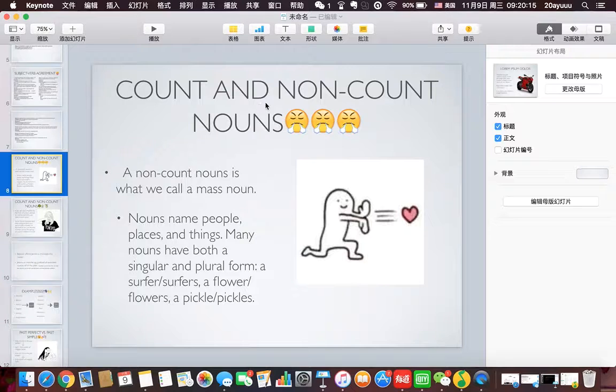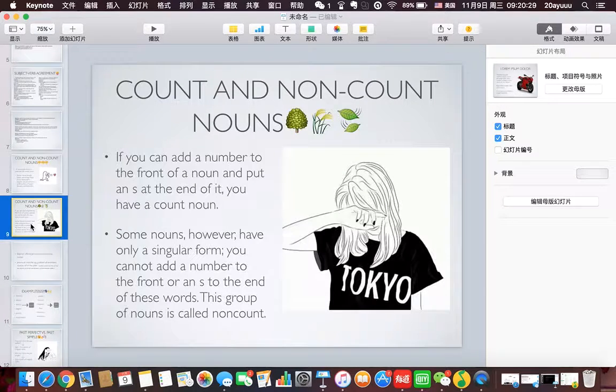Count and non-count nouns. A non-count noun is what we call a mass noun. Nouns name people, places, and things. Many nouns have both a singular and plural form: a surfer or surfers, a flower or flowers, a pickle or pickles. If you can add a number to the front of a noun and put an S at the end of it, you have a count noun.